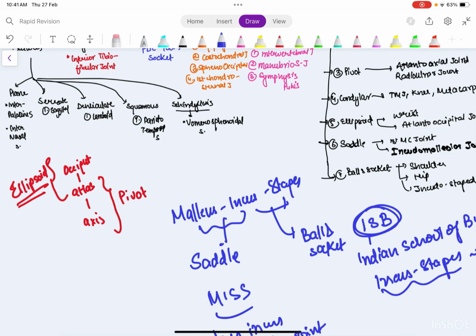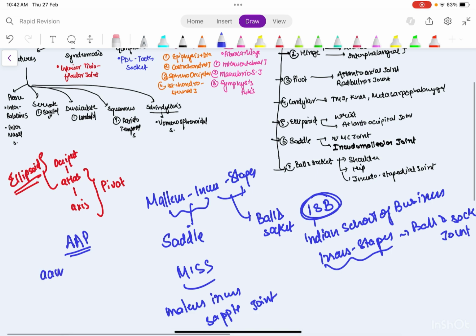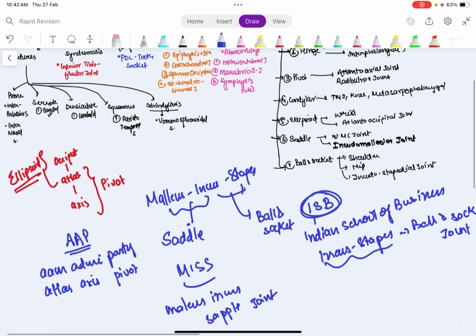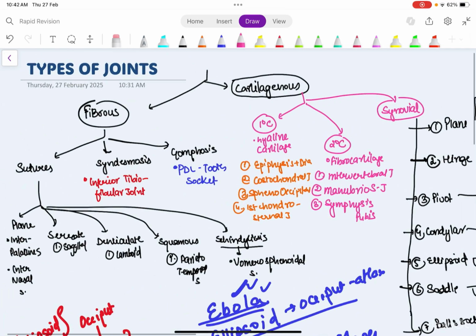Now this also, as I remember, I'm just telling, so I usually remember it like a party. This is like Aam Aadmi Party: atlas, axis, and this is pivot joint. For occiput, atlas, and ellipsoid, I have Ebola. So in Ebola, E is ellipsoid, then LA, occiput and atlas. But if you remember this much only, then it's fine, you'll make out the rest yourself.